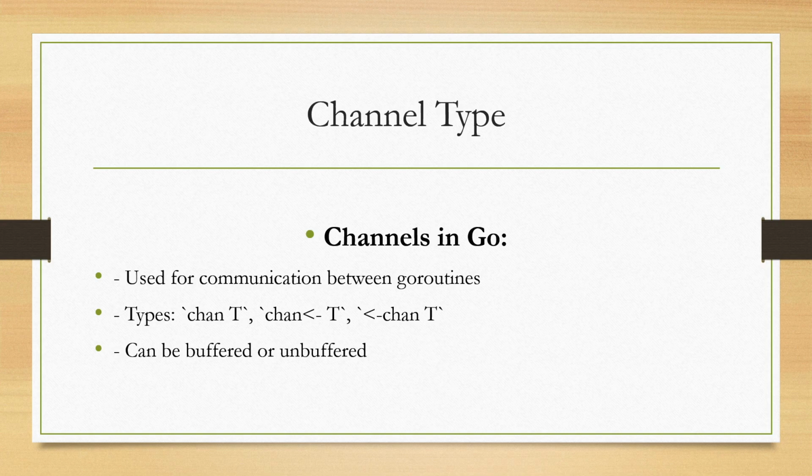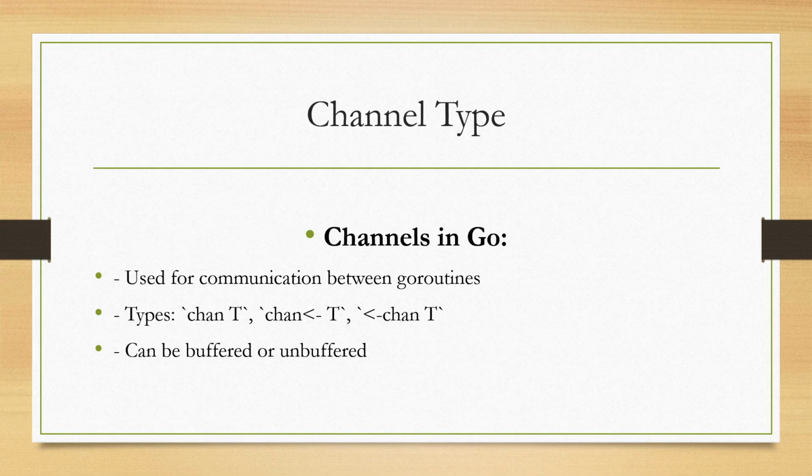There are three main types of channels in Go. chan T, this is bidirectional, you can send and receive data through it. chan<- T, this is send only, you can only send data into this channel. And <-chan T, this one is receive only, you can only get data from this channel. Now don't worry, we will look at the actual code example in an upcoming slide.